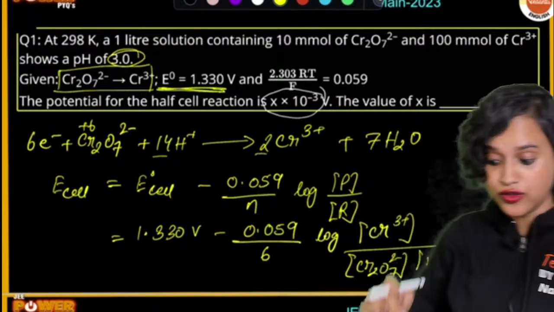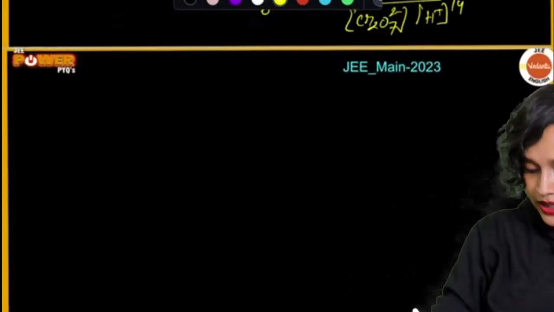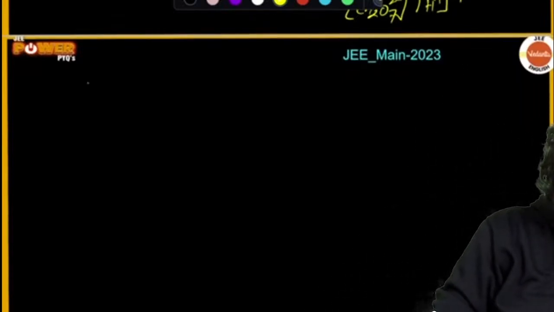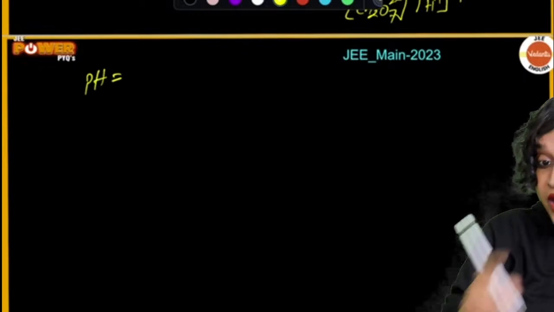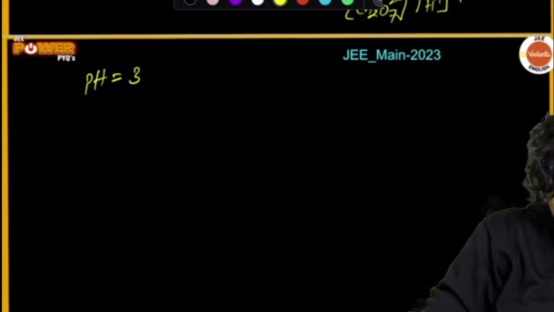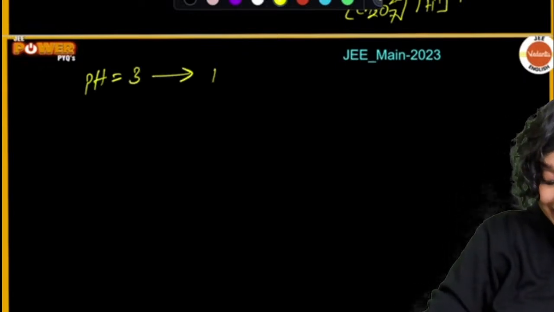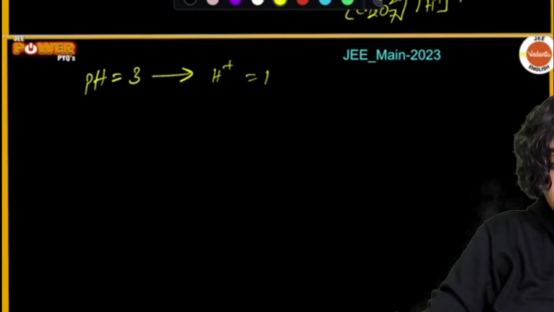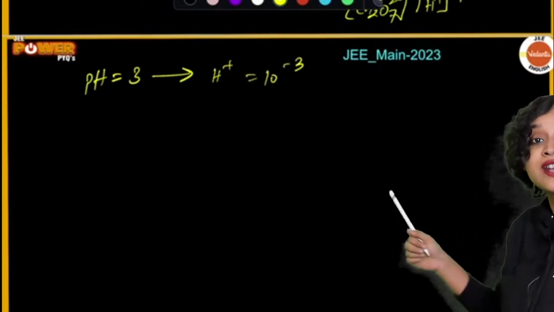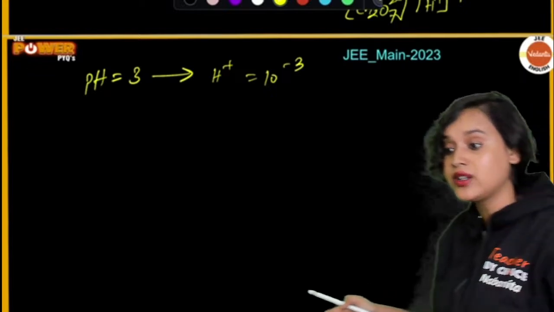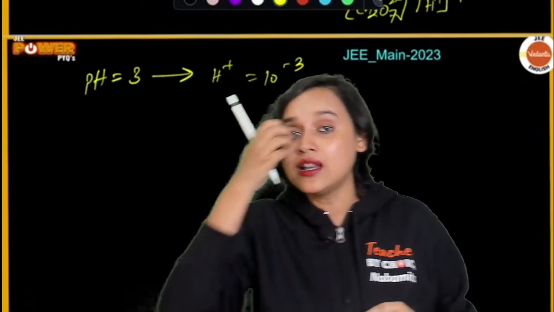That is also given to you. That means, everybody, now have a look. Because pH is given to you as 3, that means don't we know that H plus is equal to 10 to the power minus 3? Am I right, everybody? Yes, guys? Please tell me yes or no.